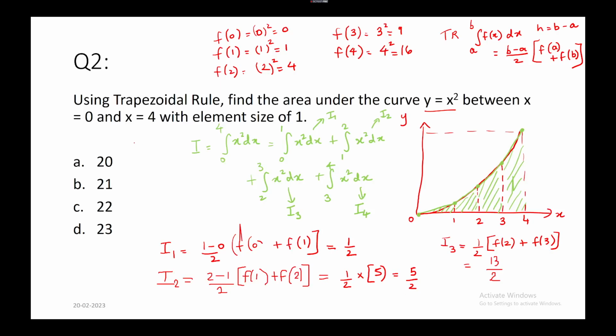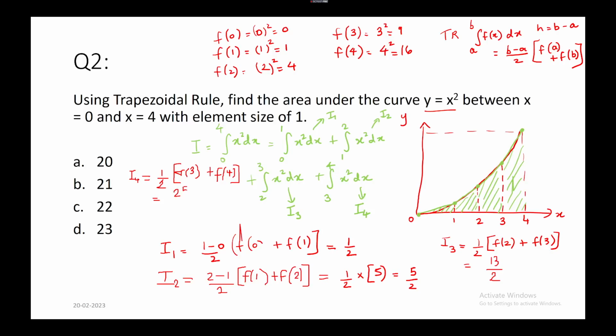And I4, I'll write it here. So in all the cases b minus a by 2 will be 1 by 2. Why? Because in every case the element's width is 1. So 4 minus 3 by 2, which is again 1 by 2 into f of 3 plus f of 4, which is equal to 16 plus 9, which is 25.